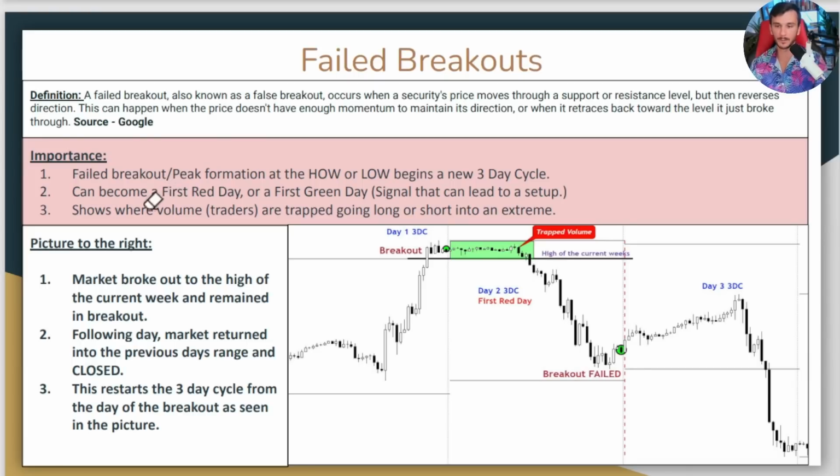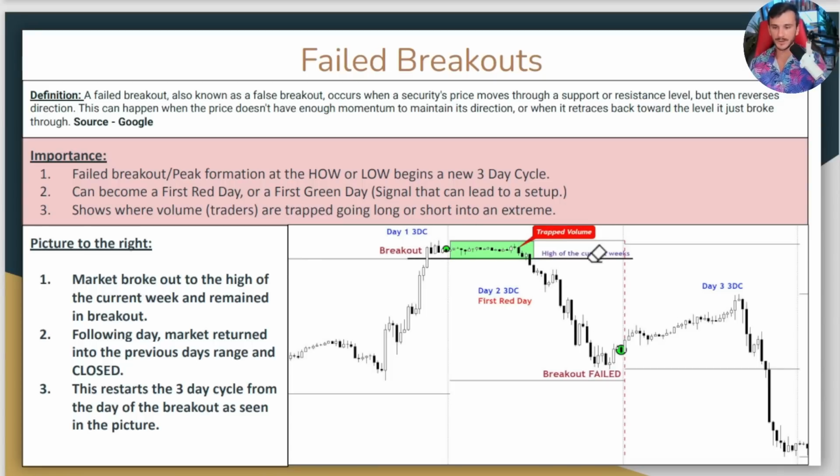The importance of a failed breakout can identify peak formations at the high of a week, the low of the week, and to begin the 3-day cycle. Can become a first red or a first green day, a signal that could potentially lead to a setup on the following day, depending on the context of the market. Shows where volume is trapped. Where are people stuck? If they have traded the breakout of a previous day's high and the market reverses, anybody who's traded up here at the extreme may now be trapped.